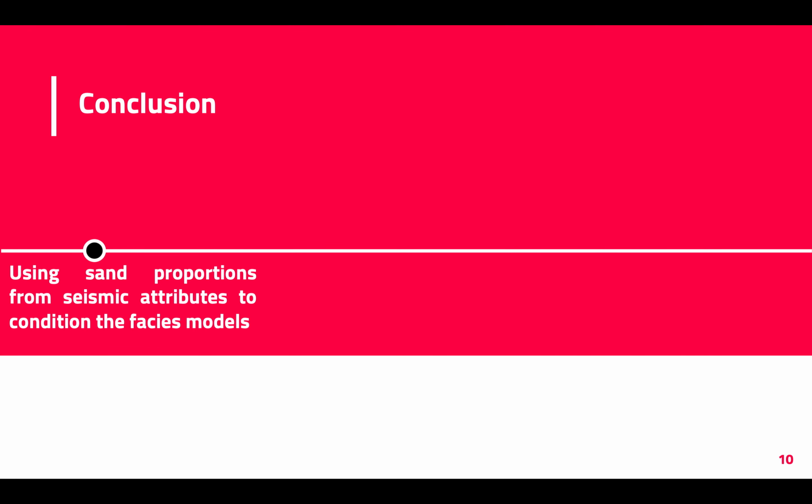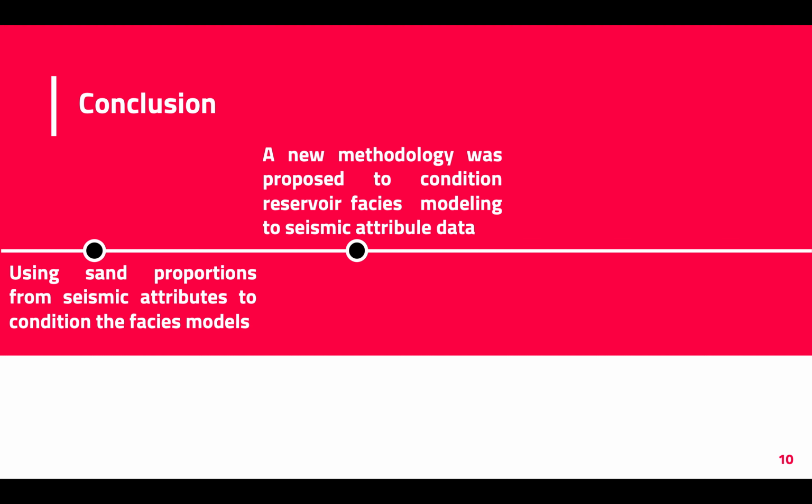So, in conclusion, the global statistics approach consists of deriving a curve of sand proportions from seismic attributes and using these proportions to control the facies models. Conditioning was facilitated through the use of multiple point statistics facies simulation, which allows easy integration of secondary data in the model. Second, in this work, a new methodology was proposed to condition reservoir facies modeling to seismic attribute data.